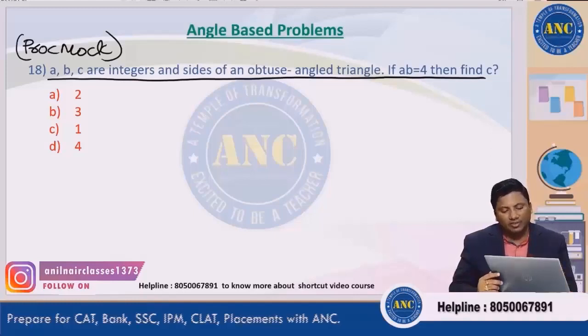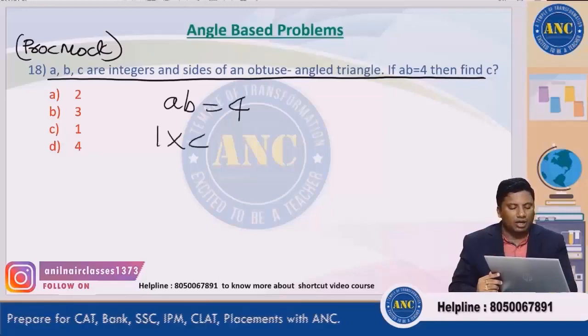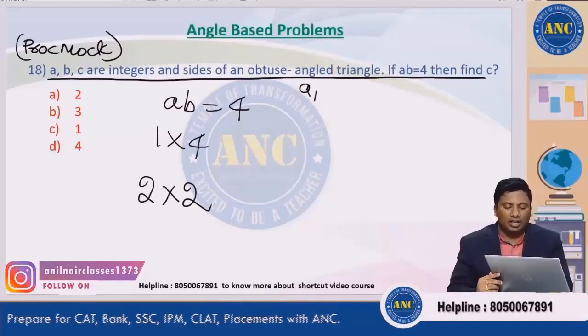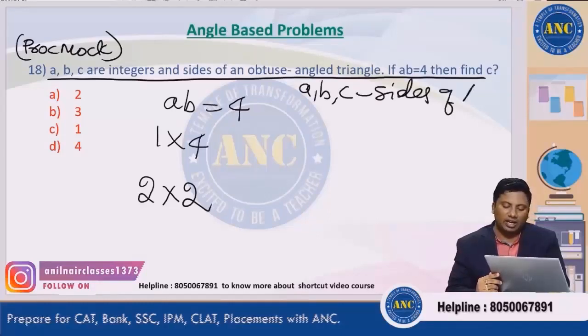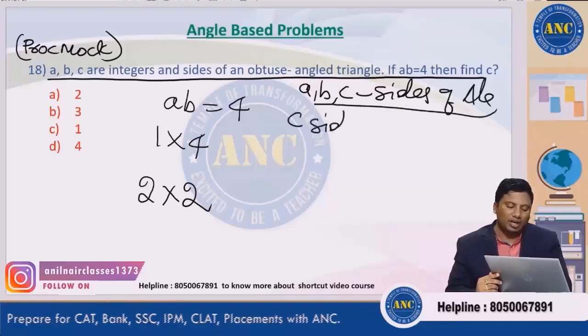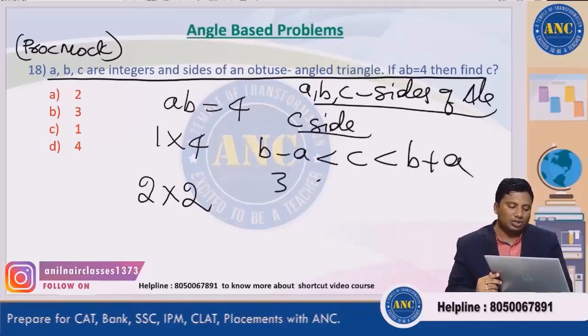This is also one of the doubts asked by a student. ABC are the sides of a triangle. AB is equivalent to 4; 4 is 1 into 4 and 2 into 2. If ABC are the sides of a triangle, what will be the answer? What will be the third side? Third side will always lie from B minus A less than C less than B plus A. So 3 less than C less than 5.